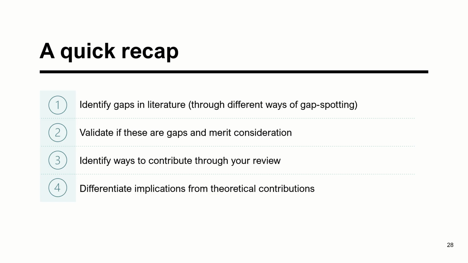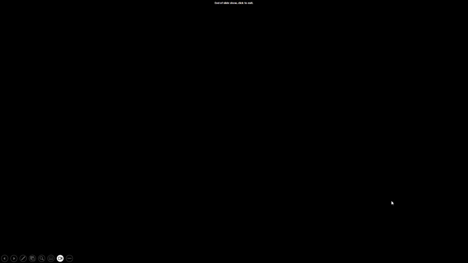All right, so what did we discuss in this session? Firstly, we discussed how we go about identifying gaps in the literature. We looked at different types of gap spotting, confusion spotting, and so on. We looked at whether these gaps are really gaps by themselves and whether we need to discuss them. Do they merit consideration? We also looked at ways by which we could contribute through our review, and we differentiated some of the implications from the theoretical contribution. So what is an implication? What is a contribution? Thank you.